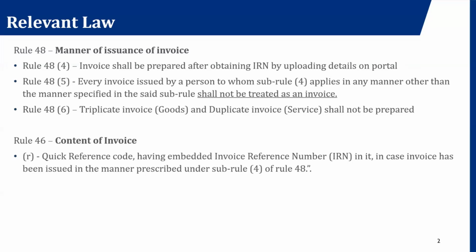Rule 46. Now Rule 46 also has been amended here, where it has provided additional content on the invoice which needs to be mentioned before generating the invoice. That is to say, the QR code, that is a quick reference code, would have the IRN, the invoice reference number, embedded in it, in case the invoice has been prepared under Rule 48.4. So once the e-invoice is prepared, this is the additional content which needs to be mentioned on the invoice.